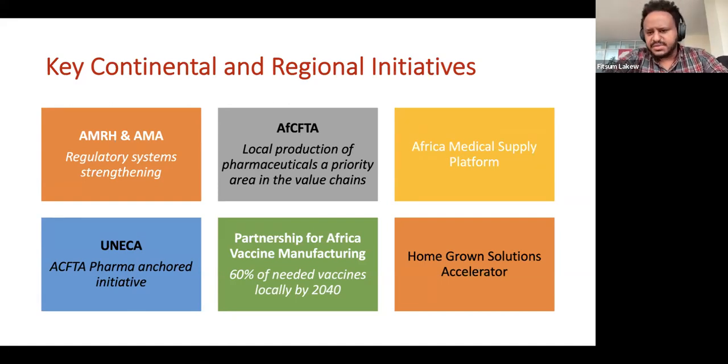We have the Africa Medical Supply Platform under the United Nations Economic Program. We also have the AfCFTA Pharma Anchored Initiative. There is also the Partnership for African Vaccine Manufacturing, which looks into producing 60% of the vaccines for Africa by 2040. And we do have the Homegrown Solution Accelerator.